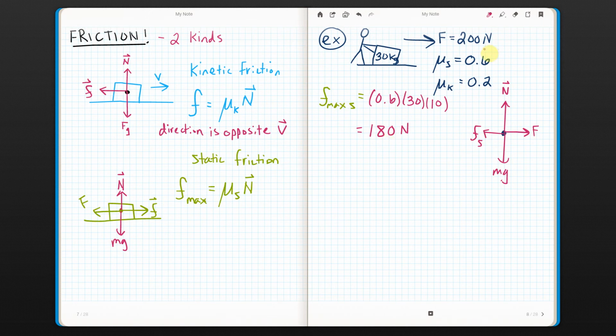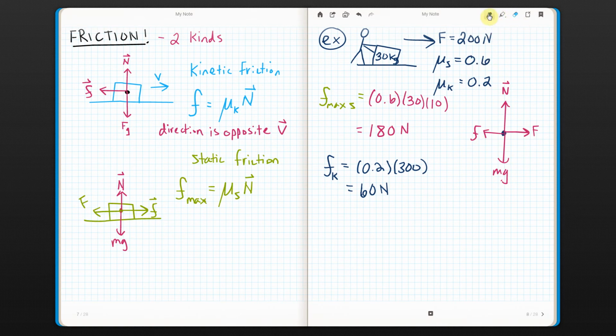Well, that's less than how hard I can push. So I am going to overcome that static friction, and that thing is going to start to move. But just like the instant that it moves, we switch over into kinetic friction. So let's figure out how much that is. The kinetic friction is 0.2 times the normal force. So the normal force is 30 times 10, 300. That gives me 60 newtons.